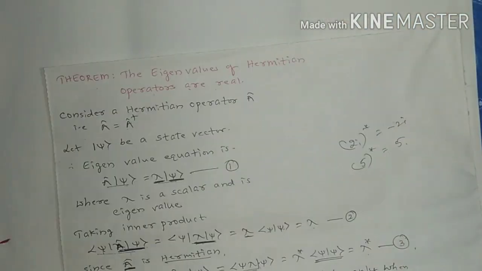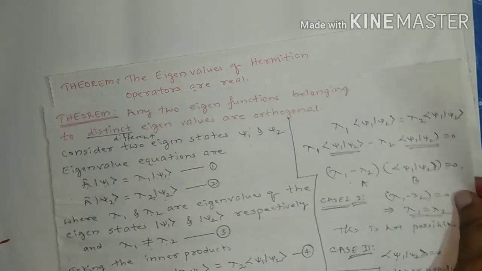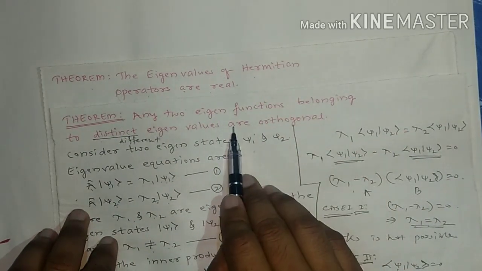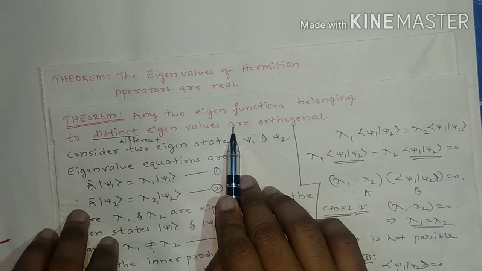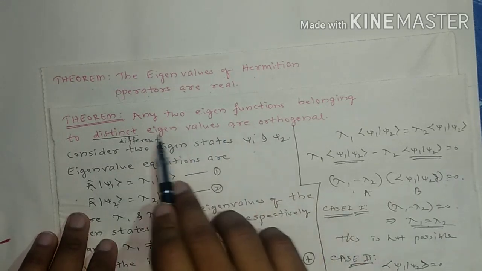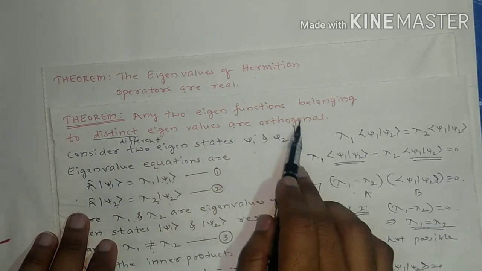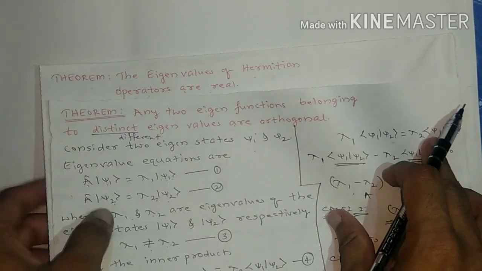So let us move on to the third property. Two theorems we have seen, very important theorems. The first theorem was that eigenvalues of Hermitian operators are real, and the second very important theorem related to Hermitian operators is that any two eigenfunctions belonging to distinct eigenvalues are orthogonal. Now let us see the third property, the third theorem.